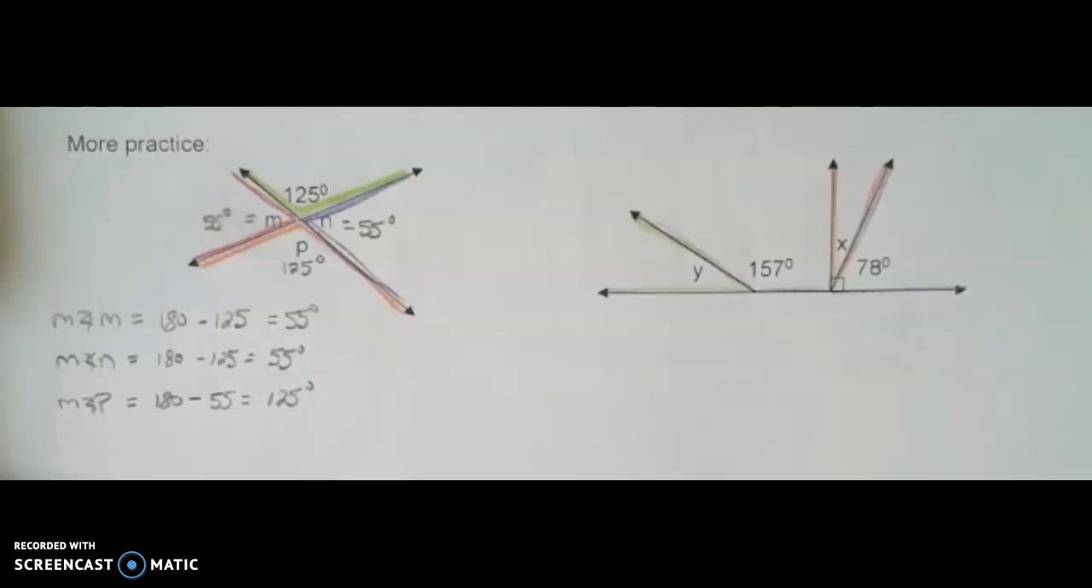In the picture at the right, this one is different because there are two vertices. All the other pictures only had one vertex, but we have a vertex right here, and we have a vertex right here. So paying attention to whichever angle we're looking at, we're only going to look at the vertex where it's located. Let's start with angle Y. I'm going to trace angle Y in green.